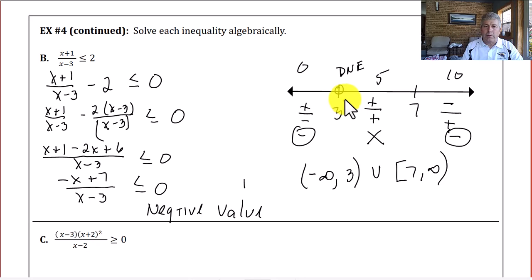Since 3 was one of our critical points, which made our function undefined, that's not going to be inclusive at 3, so we're happy with negative infinity all the way up to 3, but not including 3. But 7 just made the numerator 0, and we were happy with it equal to 0 because this was inclusive. This was a closed dot here or a bracket, so we'll go from 7 to infinity.